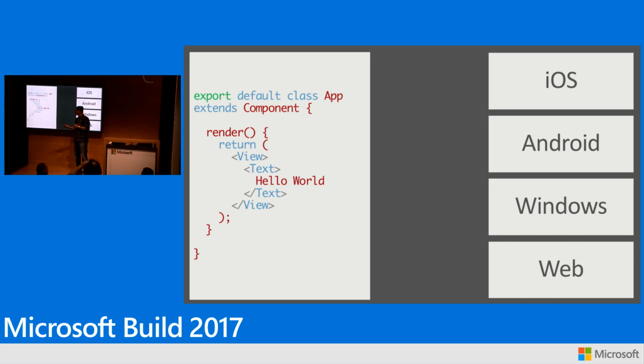There are multiple compilers for JSX, but effectively all of this code ultimately gets translated into some kind of JavaScript. So though you're writing view and text here, it's going to get compiled or transpiled into a JavaScript function that says React.createClass of text. That's pretty much it.